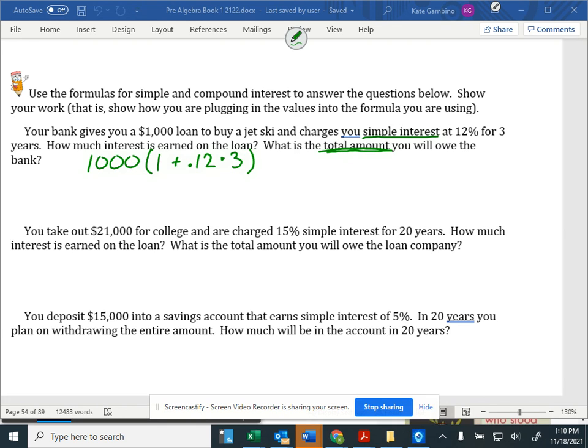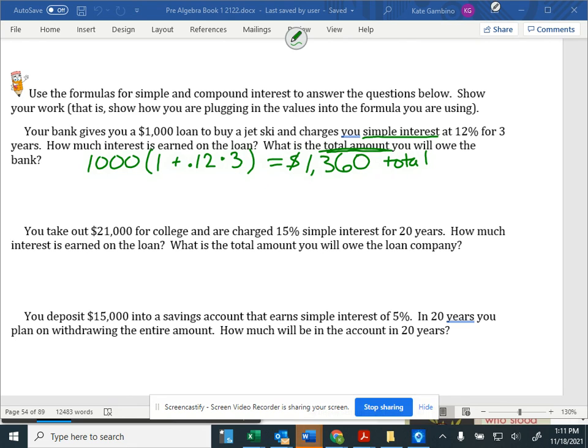So if we do the math, what is the total amount that we owe at the end of 3 years? Who's done the math? Owen? 1,360? Is that what you got? That's what I got. Okay, 1,360, if we do our math, that's how much is owed at the end of 3 years. So that's your total.